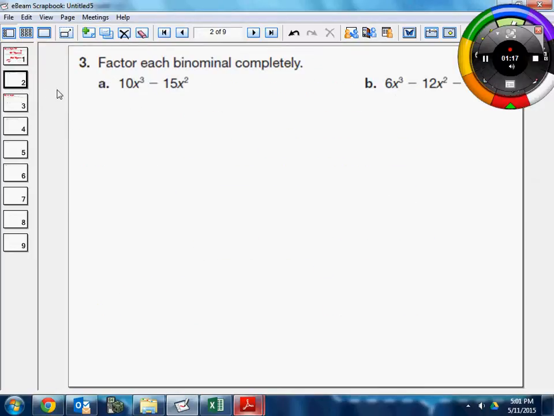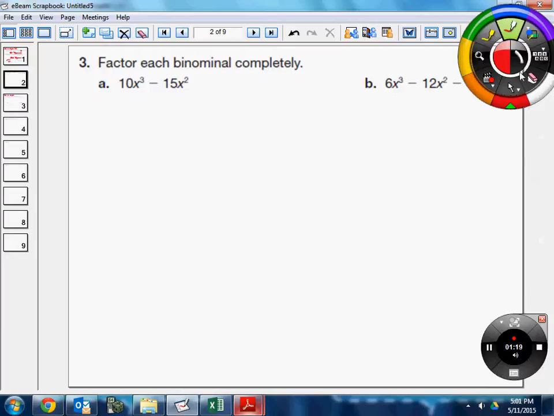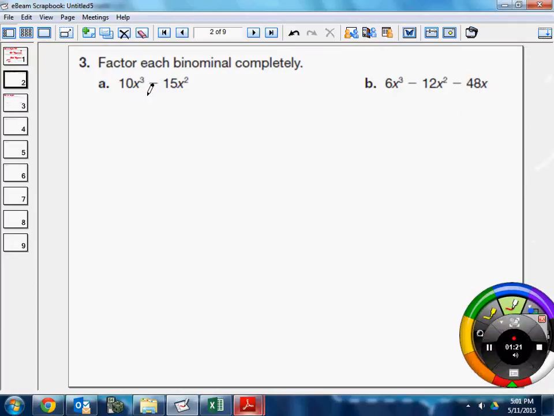Okay, for the third section, I'm just factoring each binomial completely. Well, here I have 10x cubed and 15x squared. I should be able to hopefully see that I have a 5x squared in common. So you're factoring out your GCF. Over here you can factor out a GCF as well.